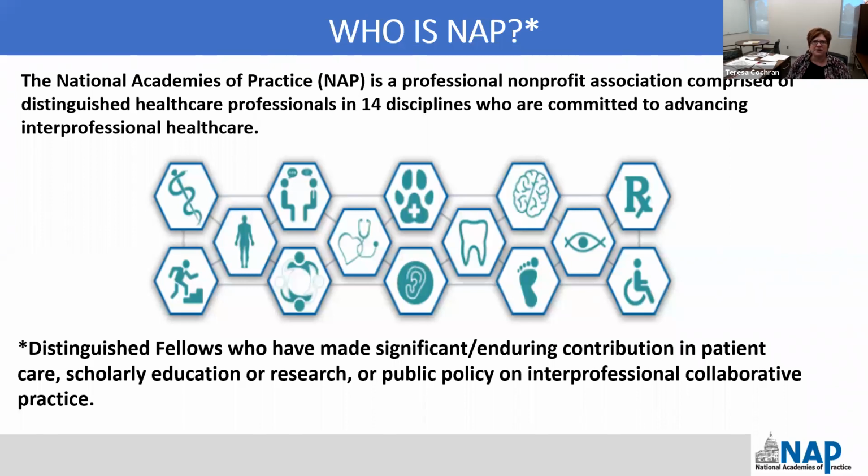There are associate, professional, and emeritus members of the National Academies of Practice, but its highest membership category is the Distinguished Fellows. This is a collection of people in their 14 respective professions who have expertise in interprofessional education and practice. They've been recognized by their peers as having made significant or enduring contributions in the practice arena, in scholarship or research, or in public policy. This is important because our role as NAP members is to foster collaboration among the healthcare professions and advocate policies that are in the best interest of individuals and communities.